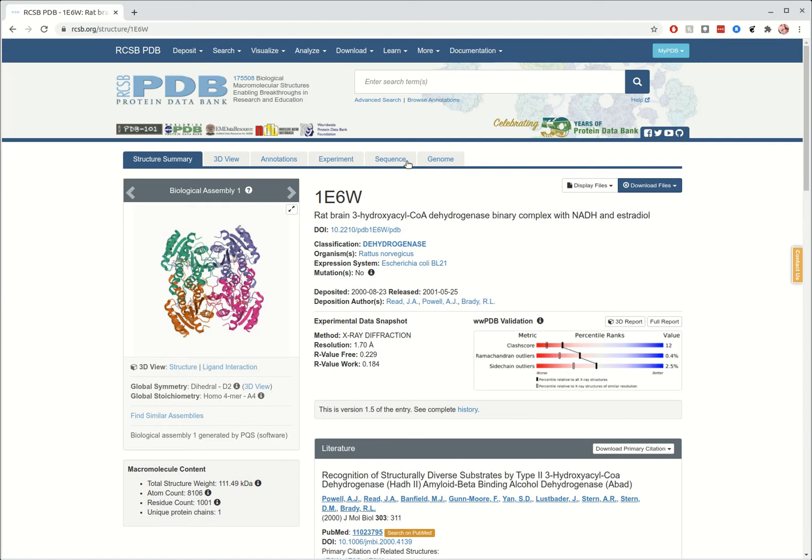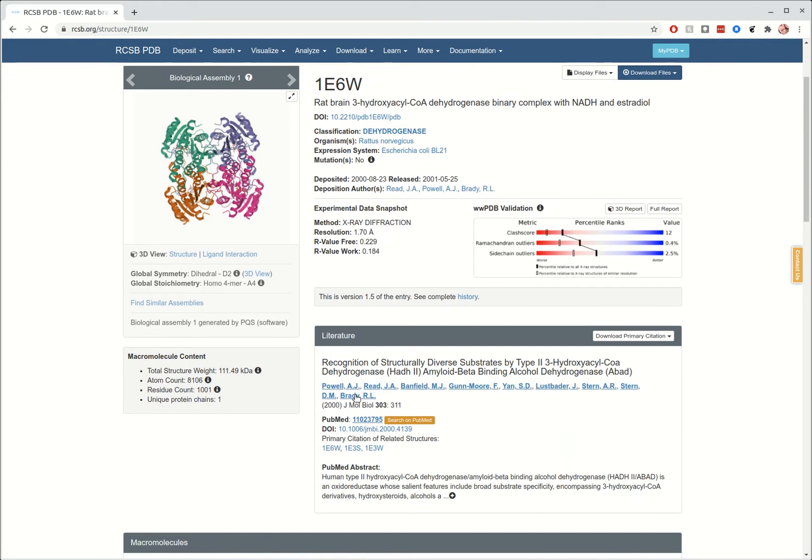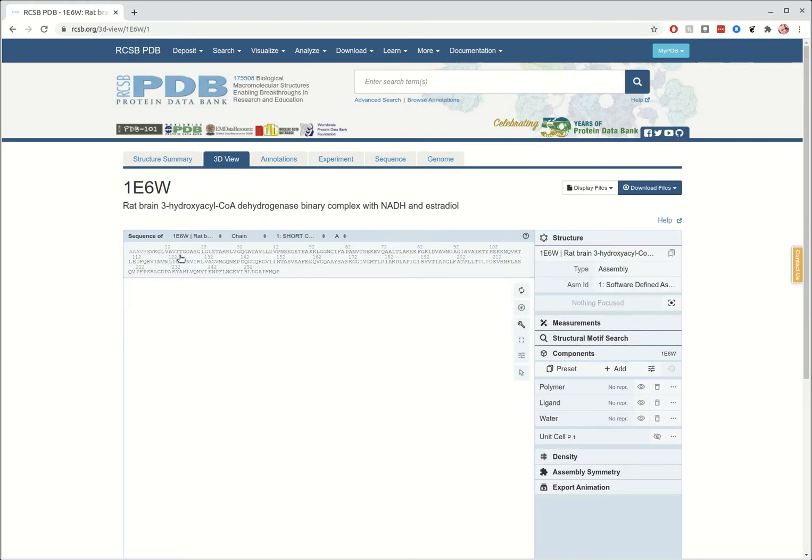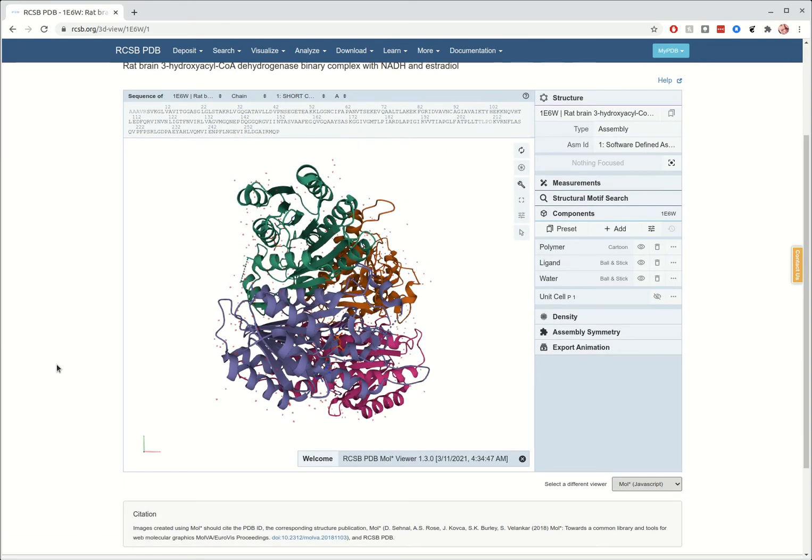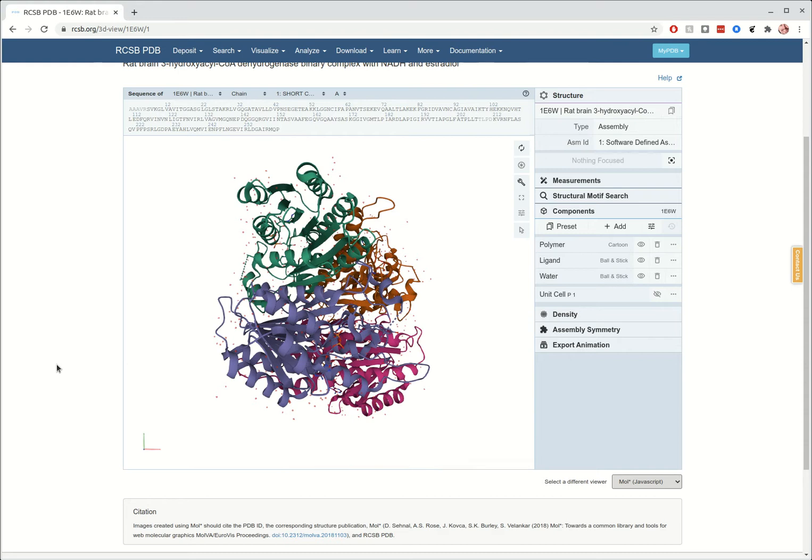There's a lot of technical information here that you're not going to be so interested in for your project, but if you want to learn more about it, you're welcome to play around. You can see where this structure was published in the literature in the year 2000 in the Journal of Molecular Biology. But we're interested in the structure, so let's go to the 3D view structure. And I'm going to scroll down. So a few important features you want to see.